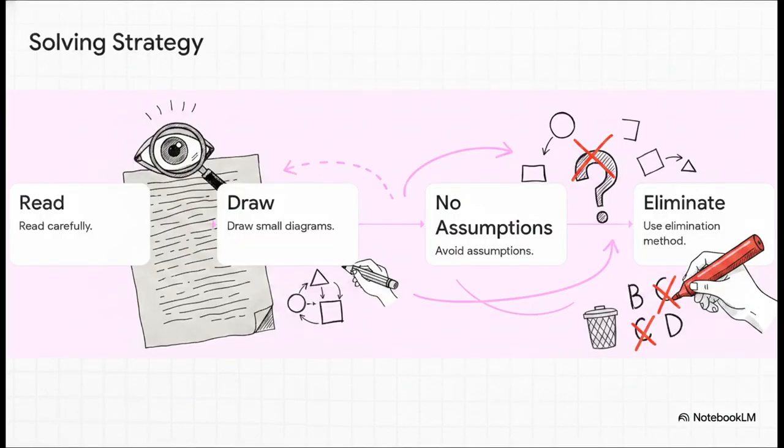Now, if you want to crush these without burning through the clock on exam day, you absolutely need a framework. Step 1, read carefully. Sounds obvious, right? But seriously, don't skim. Step 2, draw small diagrams. Don't try to juggle all those variables in your head. Step 3, avoid assumptions. Stick strictly to the facts given to you. And step 4, use the elimination method to dump the definitely wrong answers.